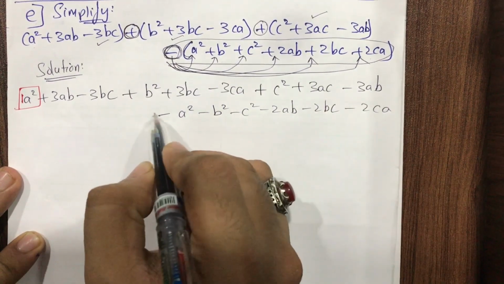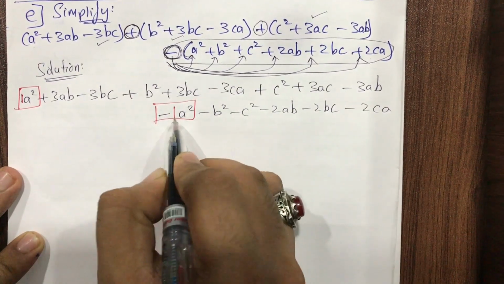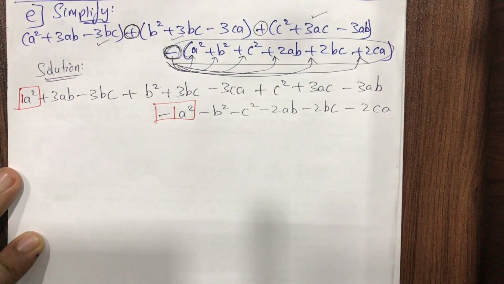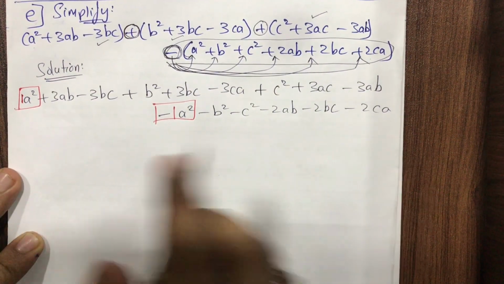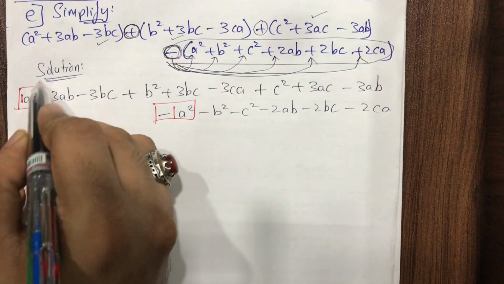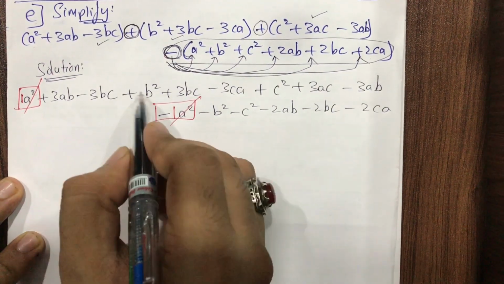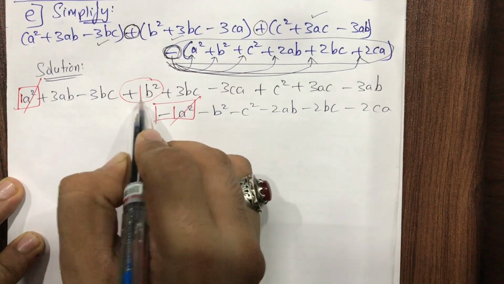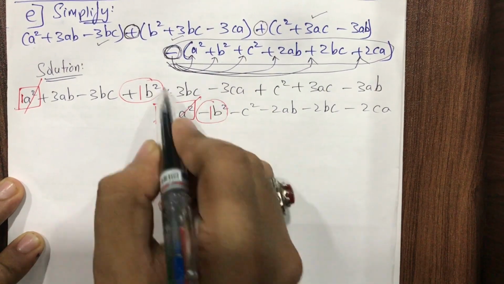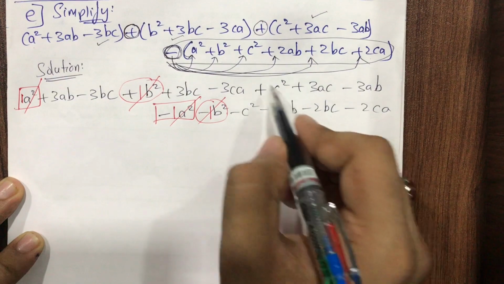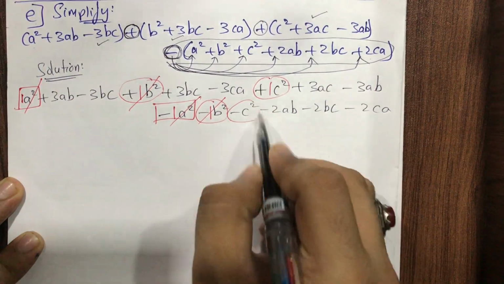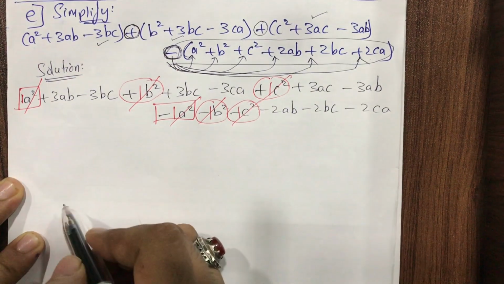Then here I have minus a square. It's like minus 1a square. Any other a square? No, I don't have any other a square. So plus 1a square minus 1a square gets cancelled. Similarly students, it's plus 1b square over here and minus 1b square. Cancels. Plus 1c square and minus 1c square gets cancelled.